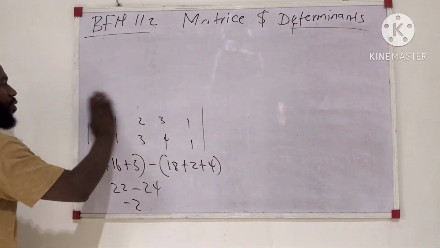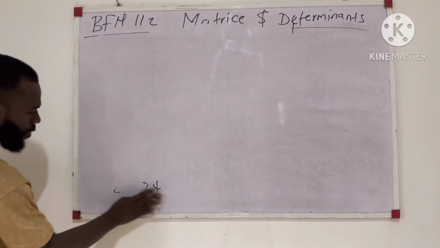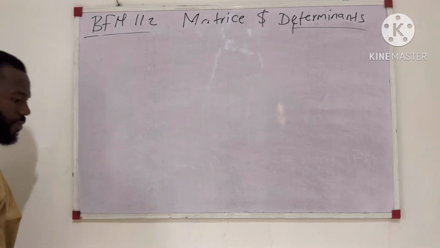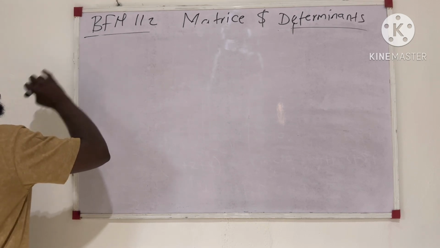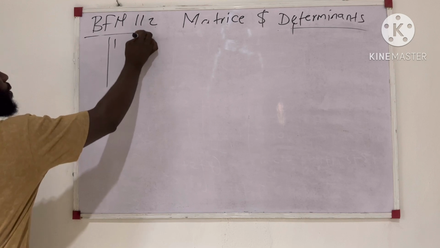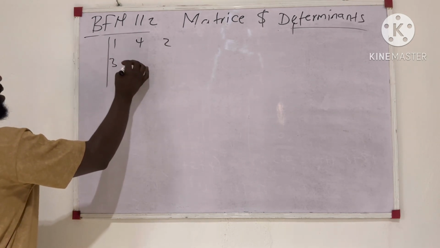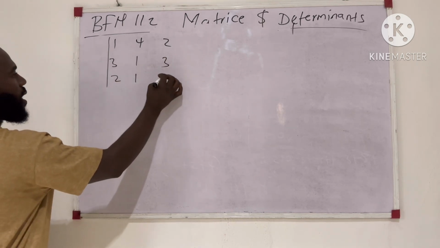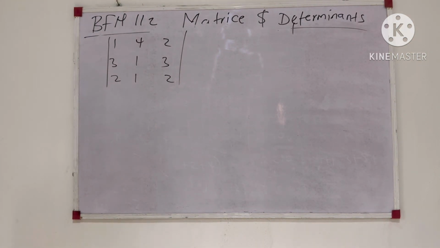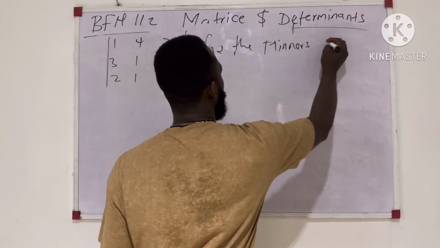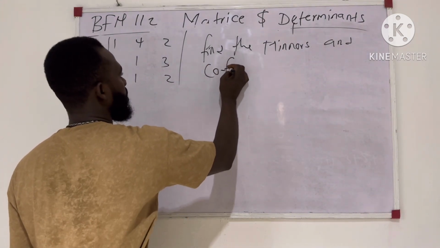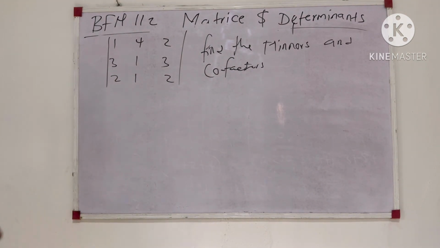Minors and cofactors. Imagine you are given a question like this. 1, 4, 2, 3, 1, 3, 2, 1, 2. Class, please imagine I'm doing a question like this. And then we are told to find the minors and also the cofactors. How do you go about it?